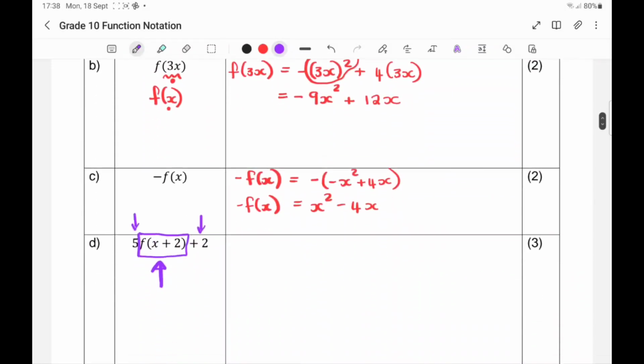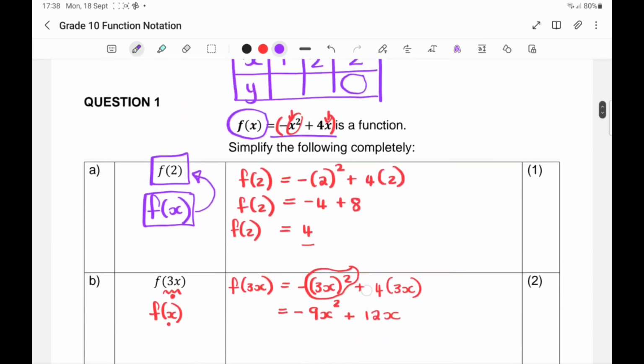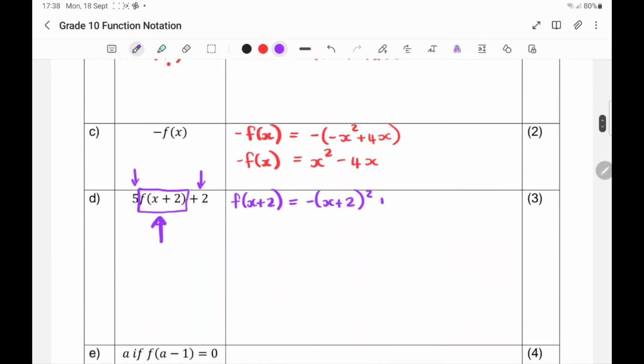So f of x plus 2 is negative, and then x squared is now x plus 2 squared, and then plus 4x. So plus 4, and the x must change into an x plus 2. So this will equal negative, and remember this is not an exponent law where everything inside the bracket is to the power 2.